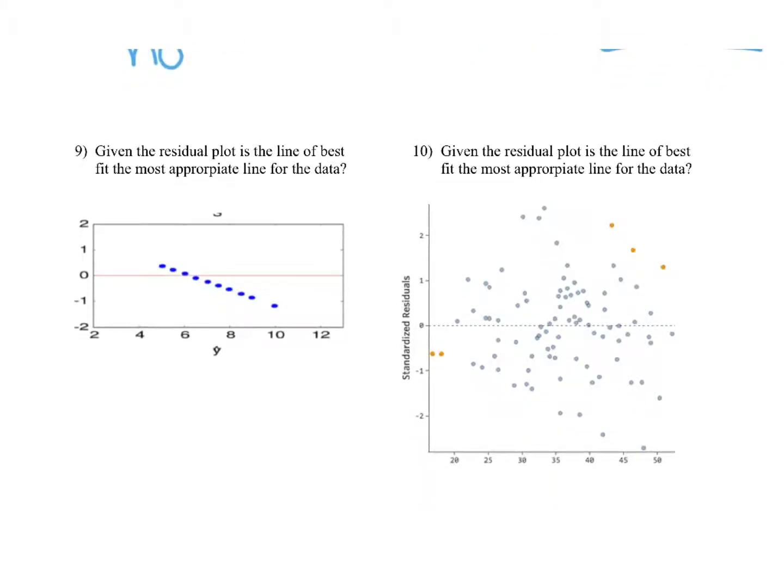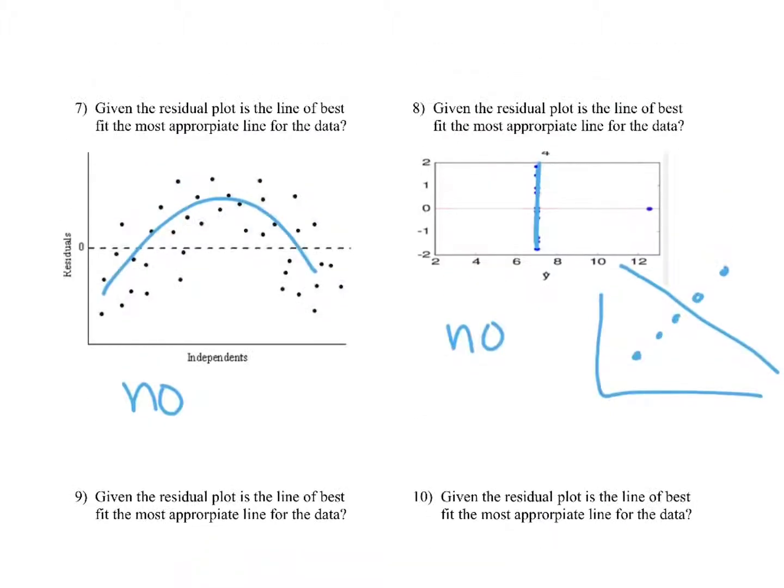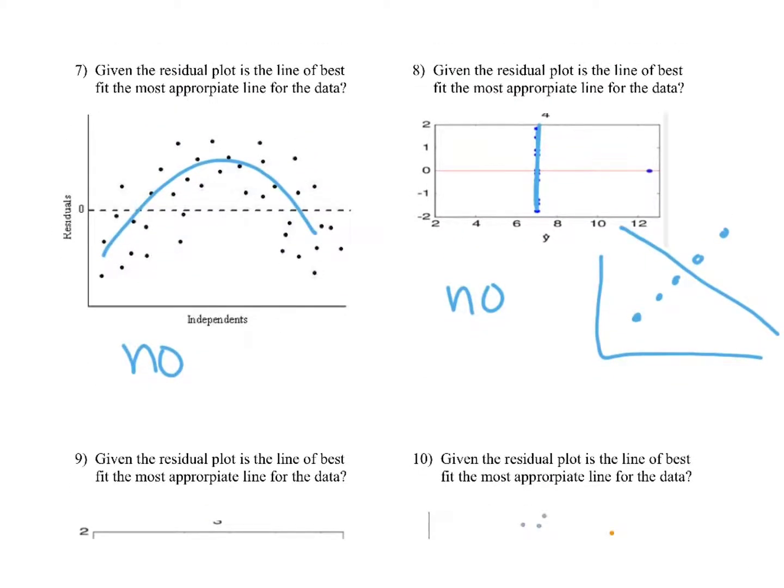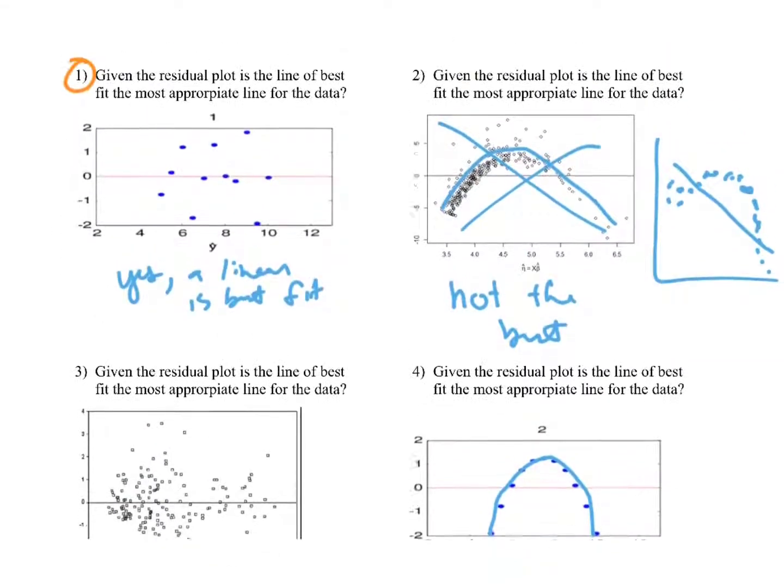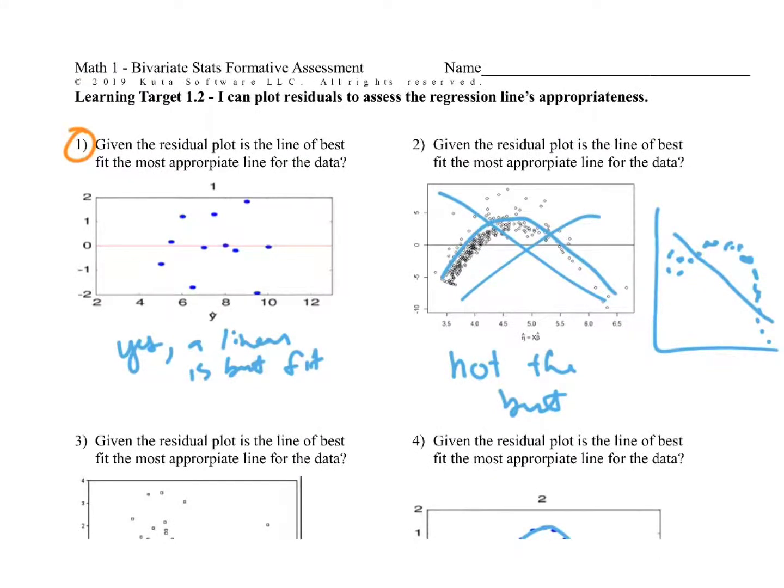Number 9, again, a straight line. Usually that means a very strong correlation, but in a residual plot, that's bad, so no. We're looking for ones like number 10 that are more random, top and bottom. So that's really all there is to taking a look at those residual plots and making sure you understand how they work with your line of best fit.